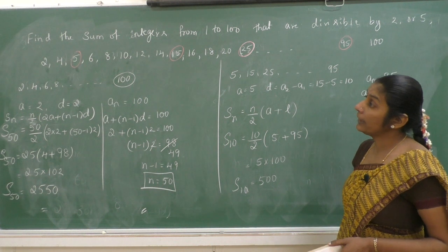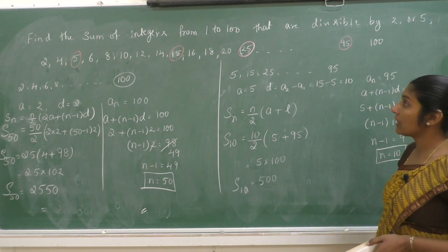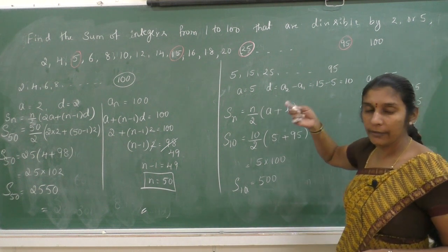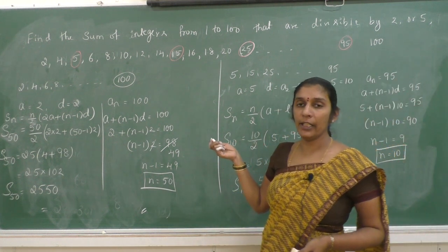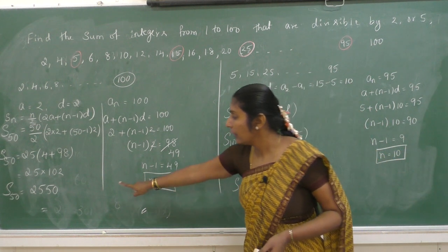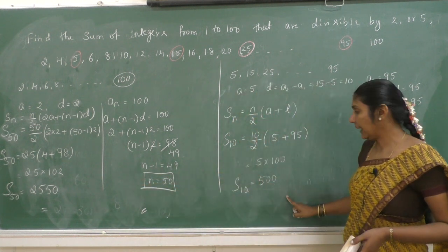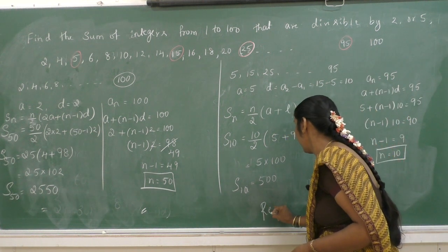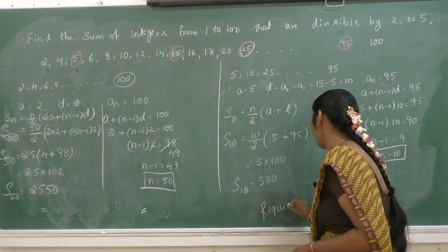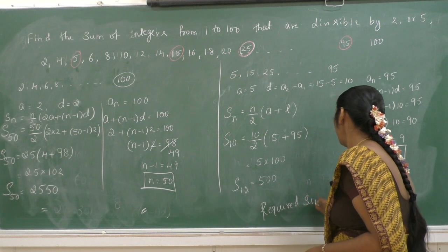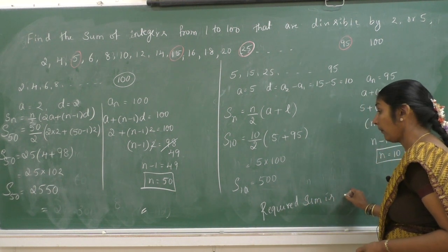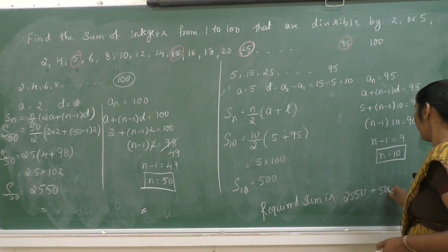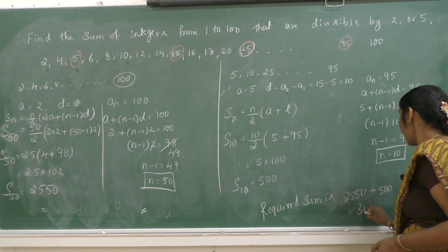So what was asked? Find the sum of the integers from 1 to 100 that are divisible by 2 or 5. To calculate the numbers divisible by 2 or 5, you have to add S50 and S10. The required sum is 2550 plus 500. So we get 3050.